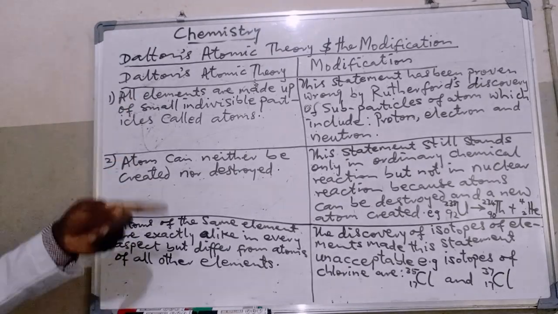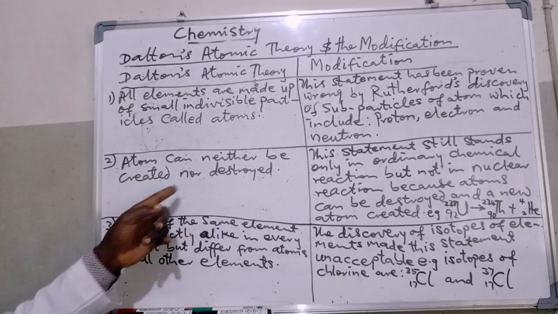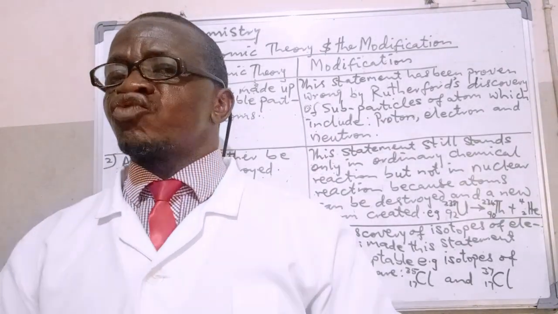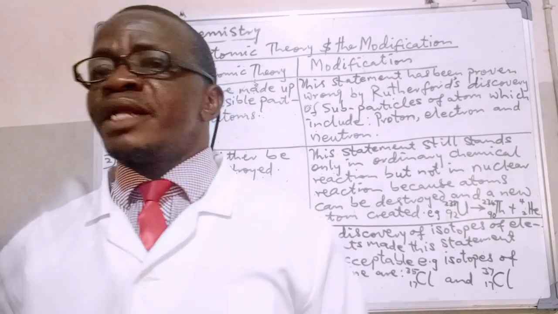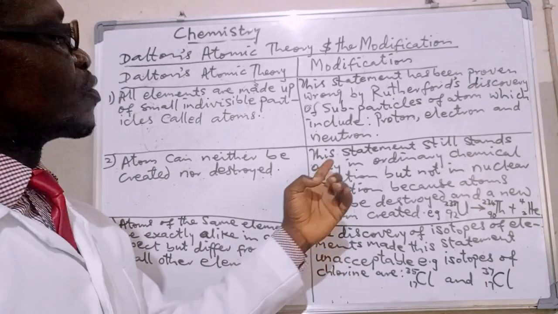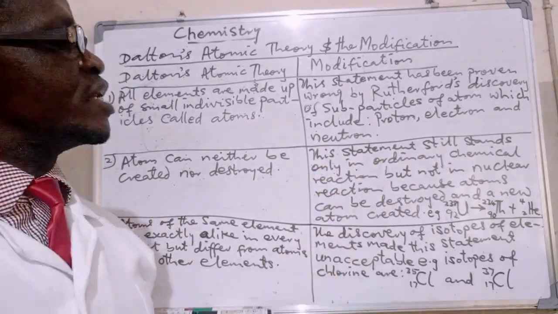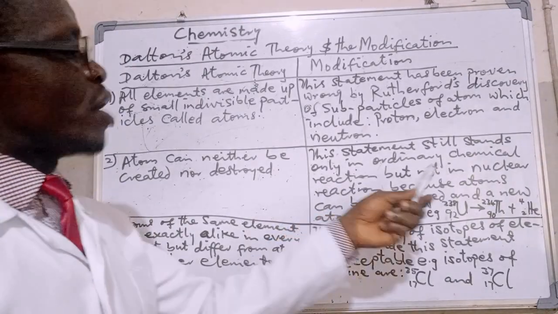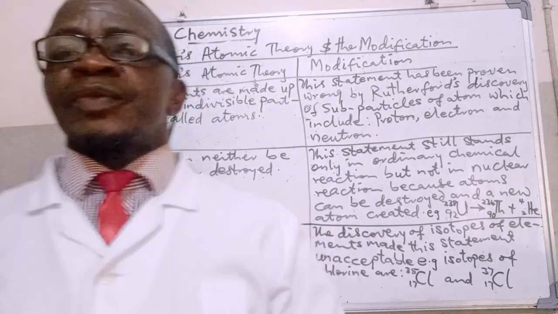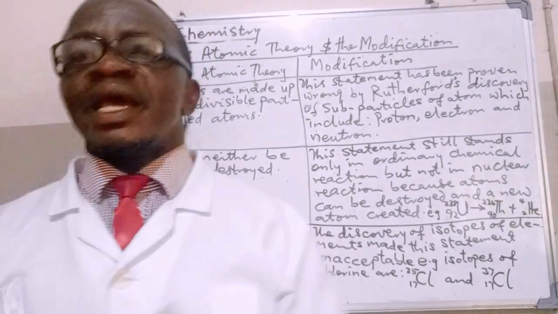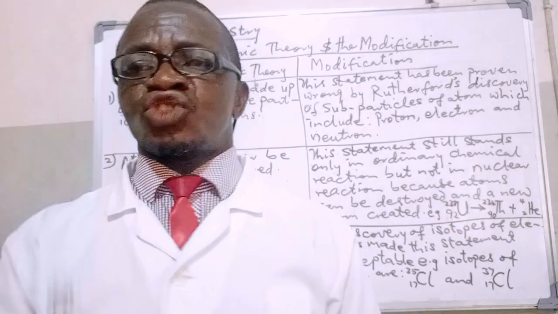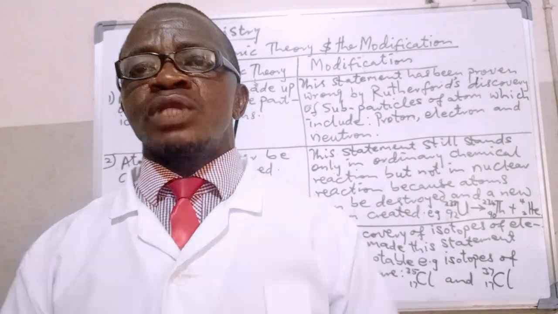Let's go to number two. Dalton again said that atoms can neither be created nor destroyed. You cannot create an atom, you cannot destroy an atom completely. This was what Dalton said. But let's see the modification. The modification said this statement still stands only in ordinary chemical reactions, but not in nuclear reactions. In nuclear reactions, you can destroy an element to produce another element.